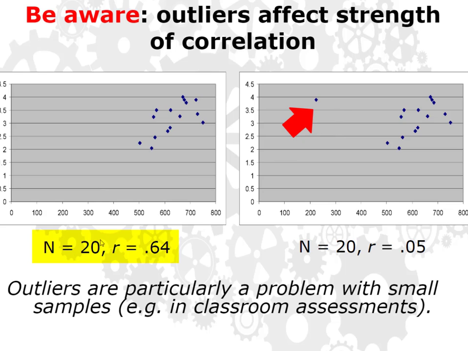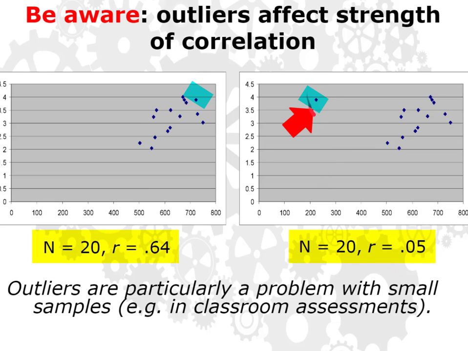So here we have a sample of 20 people, and this is the correlation coefficient. With this person right here, their correlation coefficient was 0.64. When we took that one score and it became an outlier down here, the correlation coefficient dropped all the way to 0.05. So where it had a moderate correlation, here it had a very, very weak correlation.